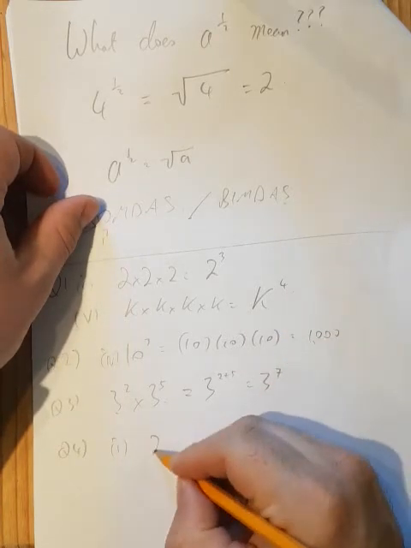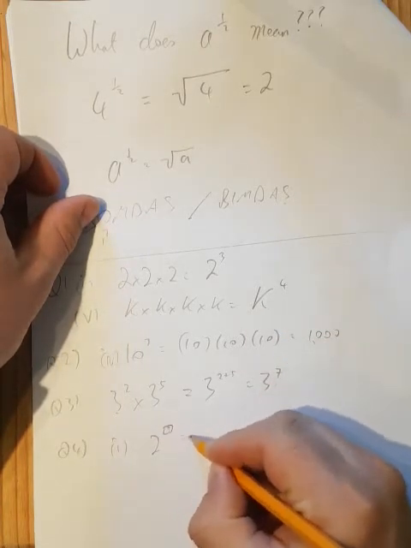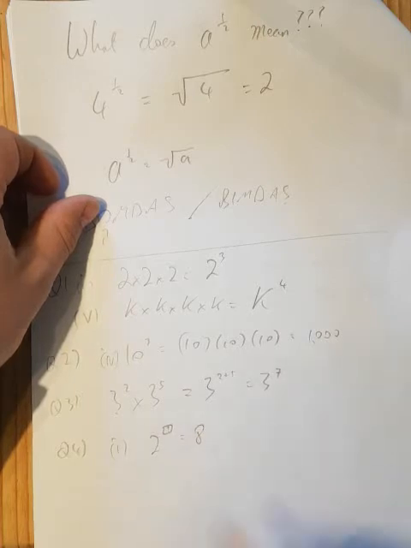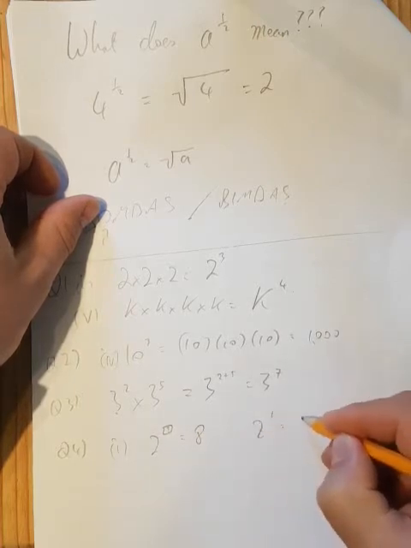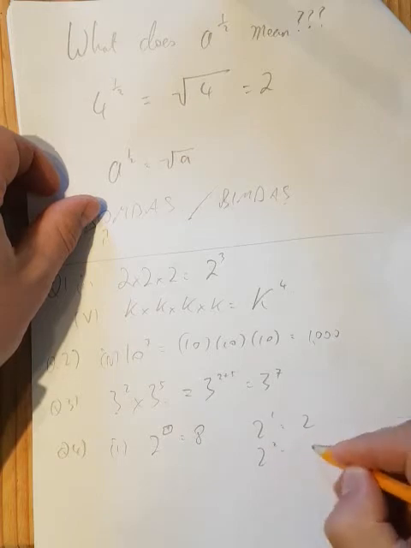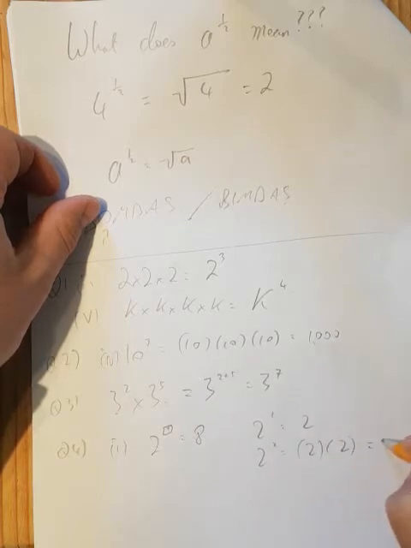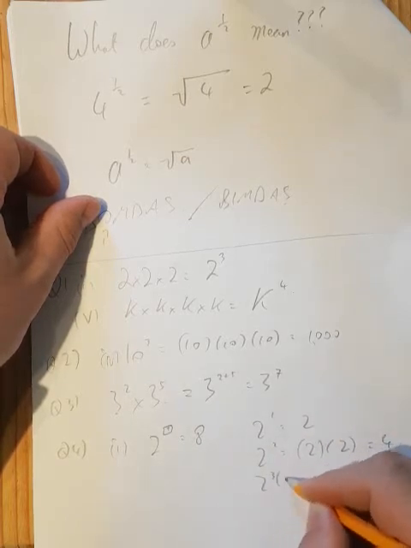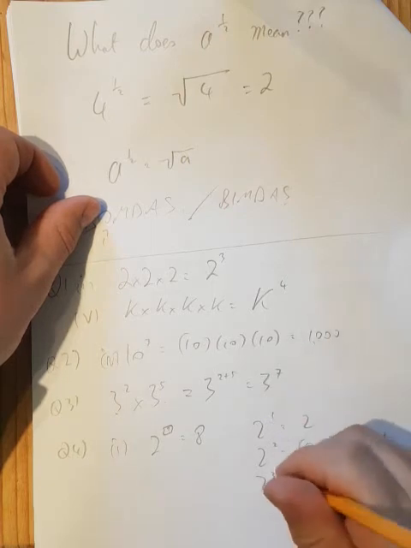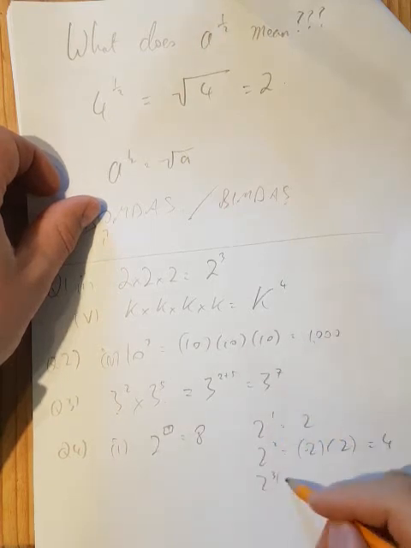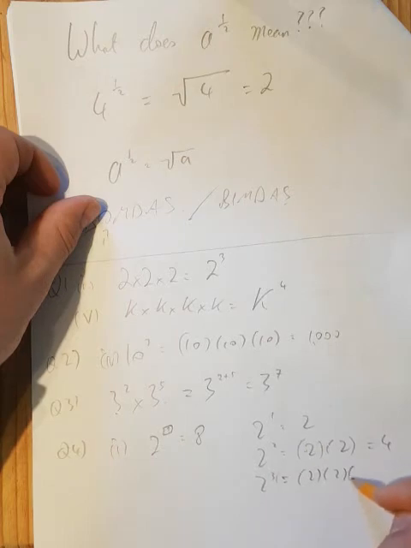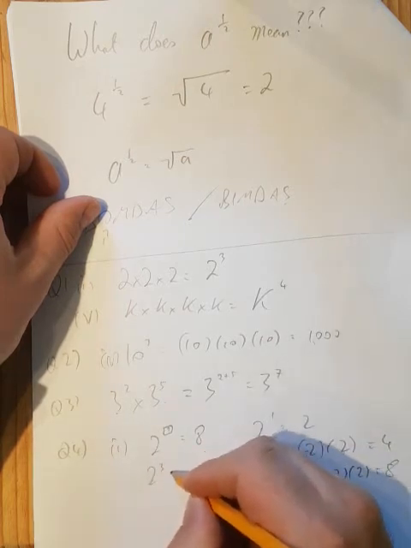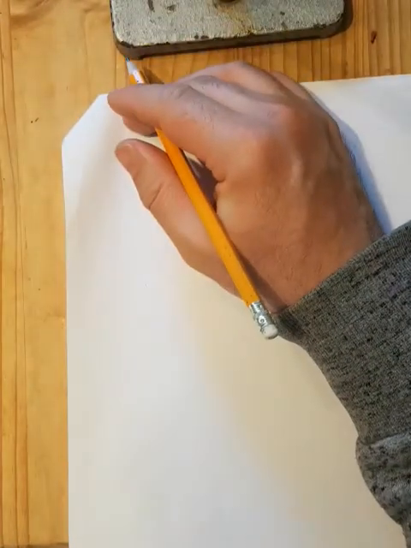Now, let's look at the first one. 2 to the power of something equals 8. Okay, well, 2 to the power of 1 is just 2. 2 to the power of 2 is 2 by 2, which is 4. 2 to the power of 3 is 2 by 2 by 2, which is 2 by 2 is 4, by 2 is 8. So 2 to the power of 3 is equal to 8. Let's look at another example.